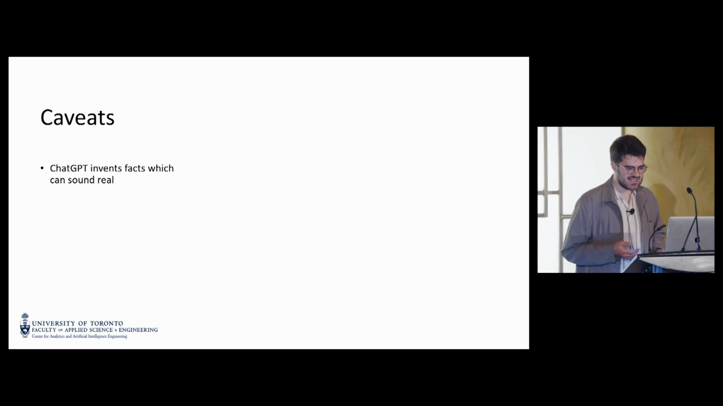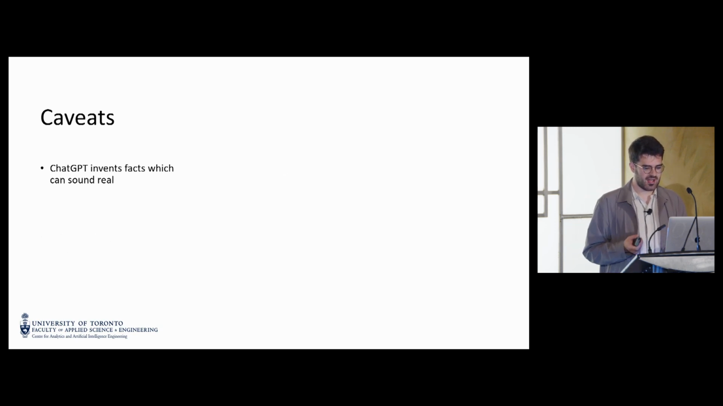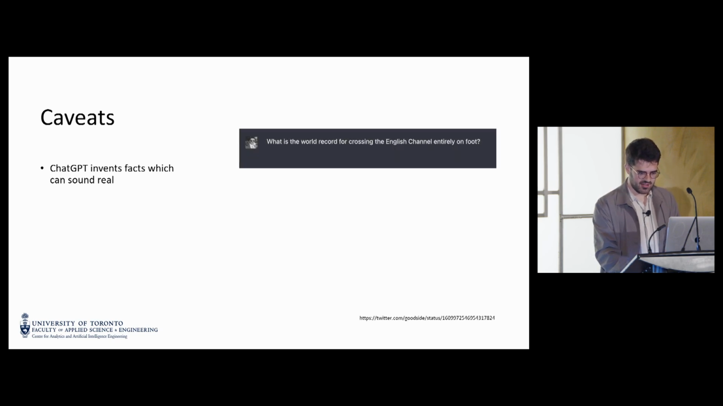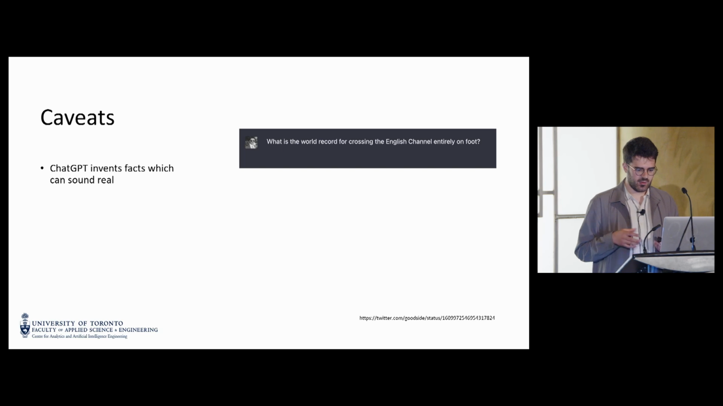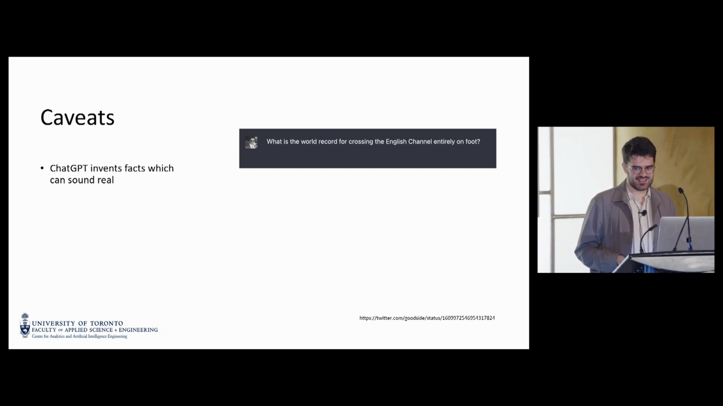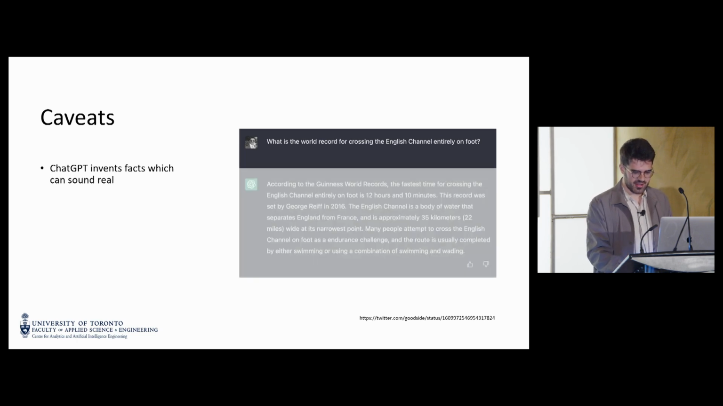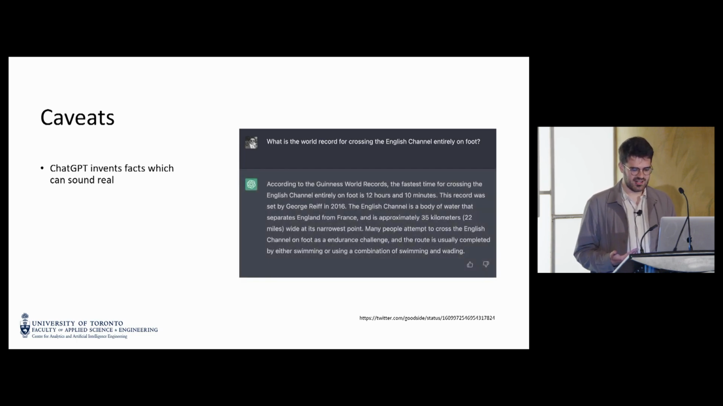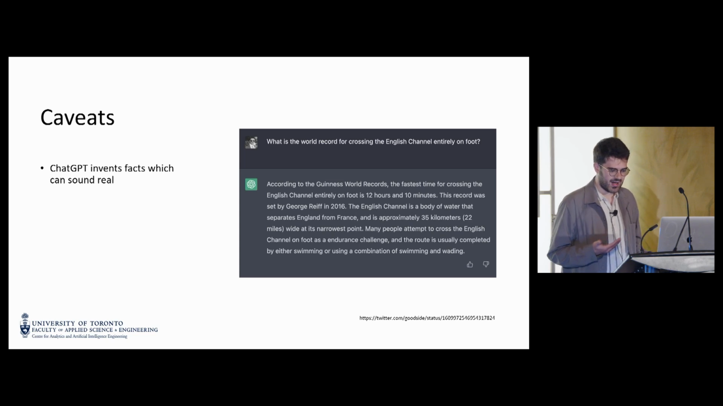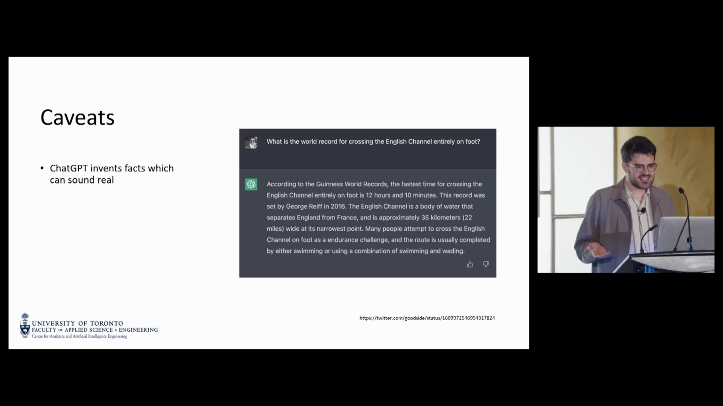ChatGPT also has a tendency to invent facts that can sound real if you're not familiar with the area being discussed. For example, on the right here, a user asked ChatGPT what the world record is for crossing the English Channel on foot. Rather than correctly responding that that's impossible, the model instead responded with a detailed answer, including the name of the person who did this and when they did it. This is clearly a silly example, but you can imagine that for a more subtle question, it can be hard to distinguish whether the model is telling the truth or not. It sounds like it knows what it's talking about.